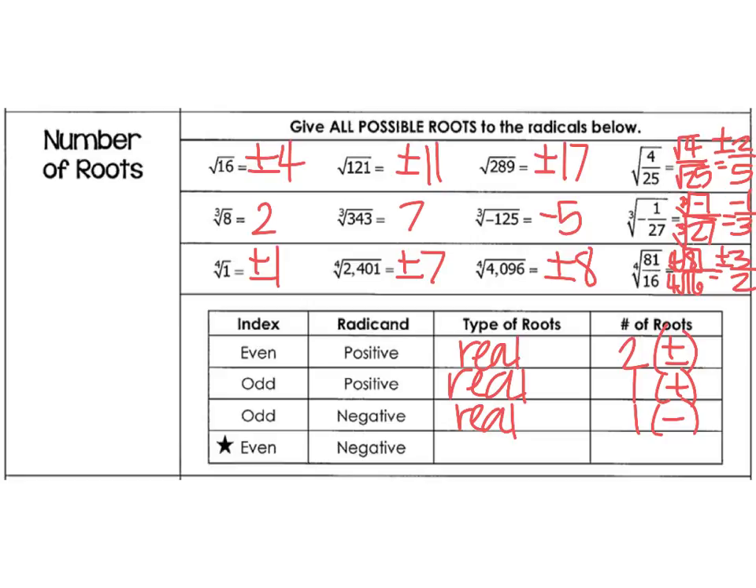If we have an even index, all right? So this goes back to our complex numbers or imaginary numbers, because if we have an even index, like a square root or a fourth root, and a negative radicand, so we're taking the square root of a negative number, we end up with imaginary roots, right? Because we technically can't take the square root of a negative number. And you're always going to have 2, plus or minus. So you're going to have 2 roots. It's always going to be plus or minus your root. All right, so this chart right here is very important to know. When we're simplifying radicals, we always need to know what type of roots we have and how many roots to expect.